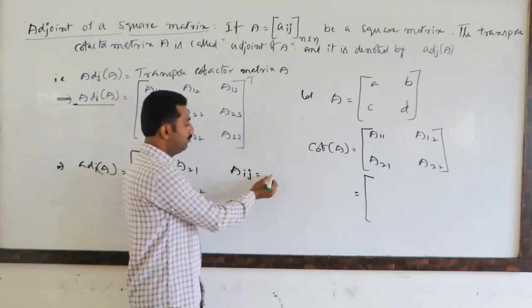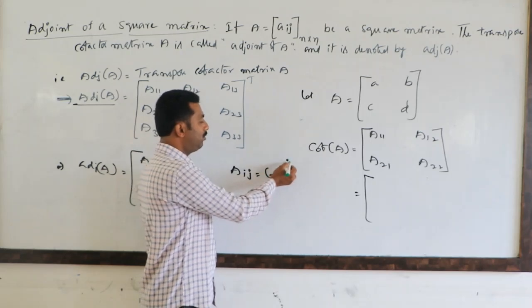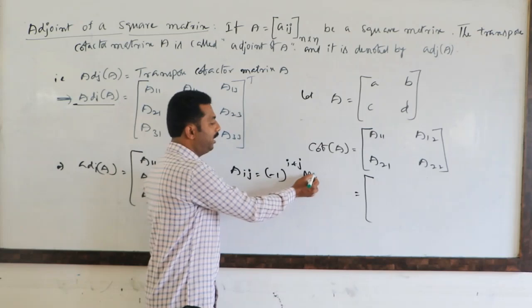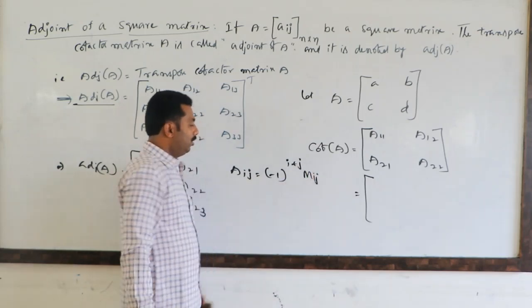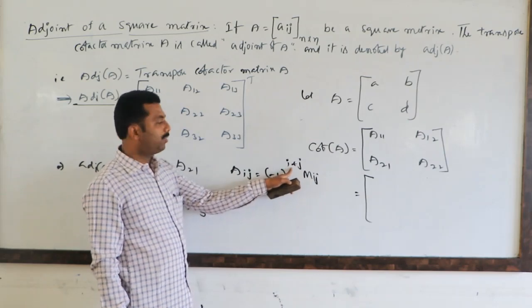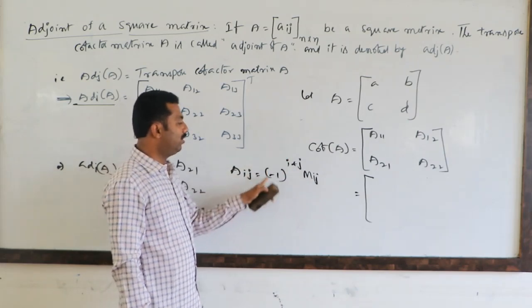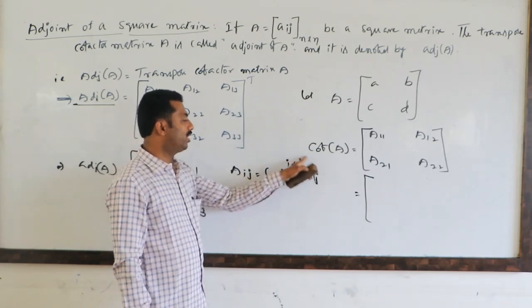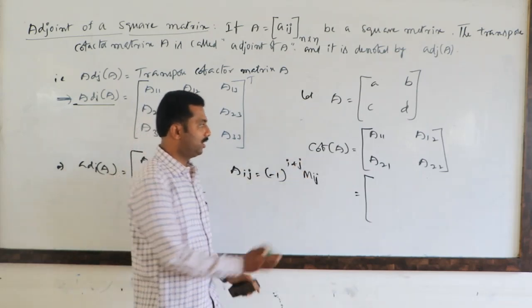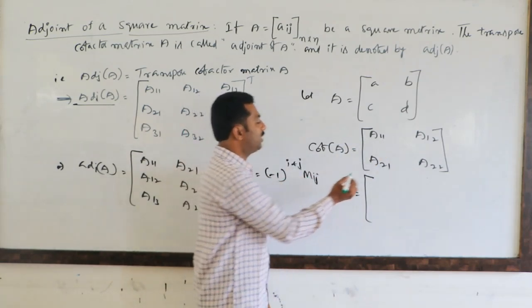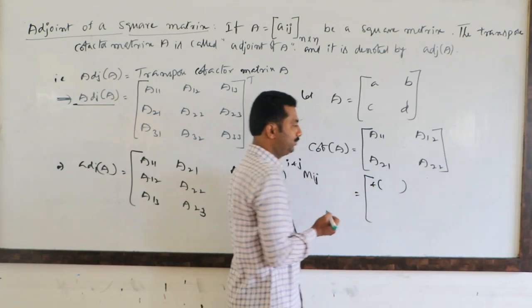A_ij is nothing but (-1) to the power (i+j) times M_ij, meaning (i+j-1) power... you observe, if this power is an even number, this total value is plus 1. If it is an odd number, this total value becomes minus 1. You observe, 1 plus 1 sum is 2, even number means we have to write the plus sign.